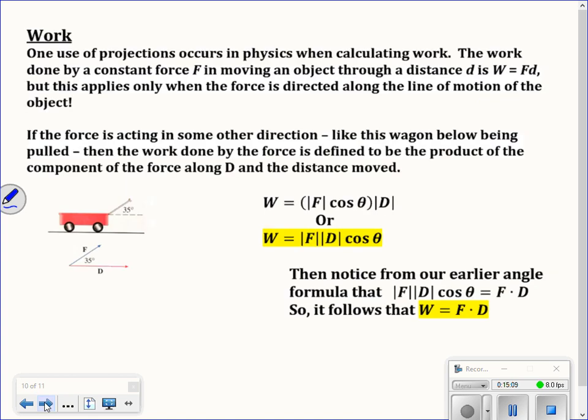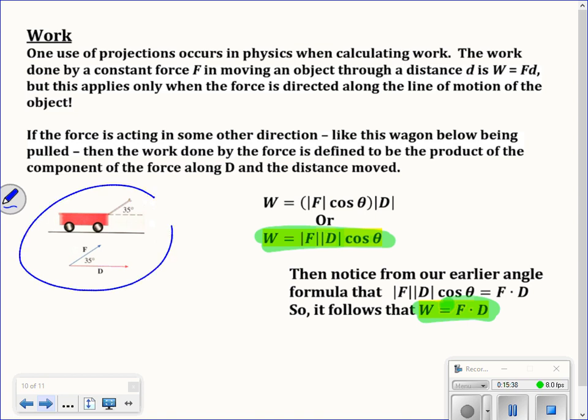All right, so the last little thing we have to do is work. There are going to be two basic formulas that I have highlighted here, this yellow one and this yellow one. When you talk about work, one use of projections occurs in physics when you calculate work. The work done by a constant force, F, moving an object through a distance d is usually W equals Fd. But this only applies when the force is directed along the line of motion of the object.